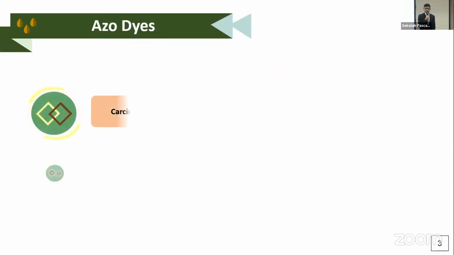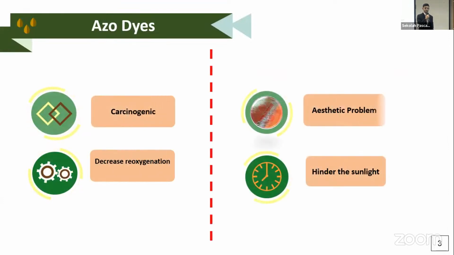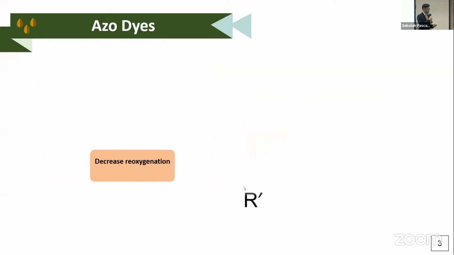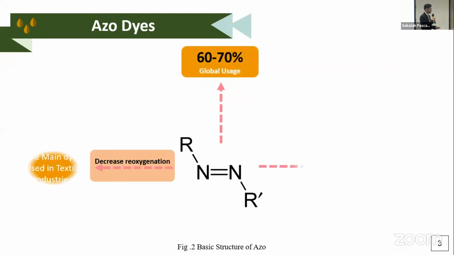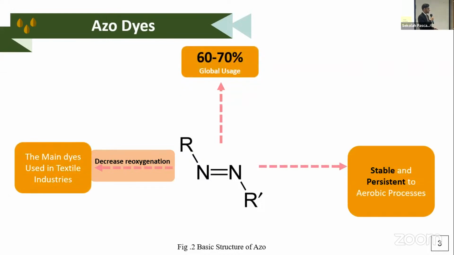Among all the classes and types of textile dyes, azo dyes are one of the major dyes used around the globe. The problem with azo dyes is that they are carcinogenic. They decrease the oxygenation potential in the aquatic environment. They also have an aesthetic problem due to the excessive coloration they impart in the aquatic environment. This is the basic structure of the diazo or azo dyes. They are the main dye used globally, at around 60 to 70% of the total dyes.